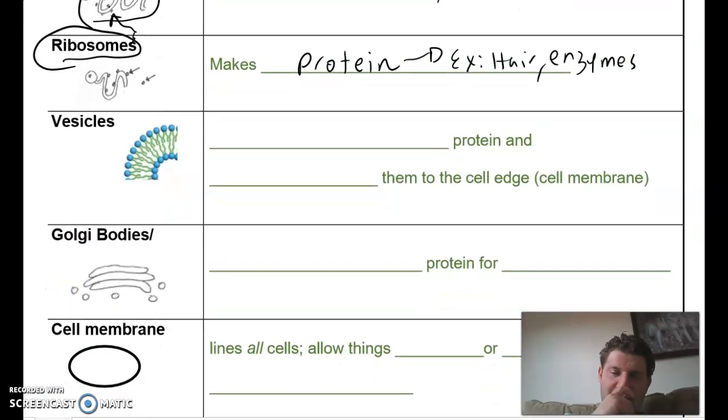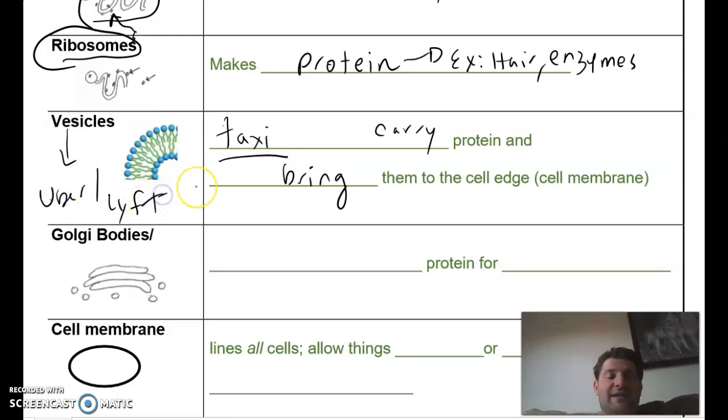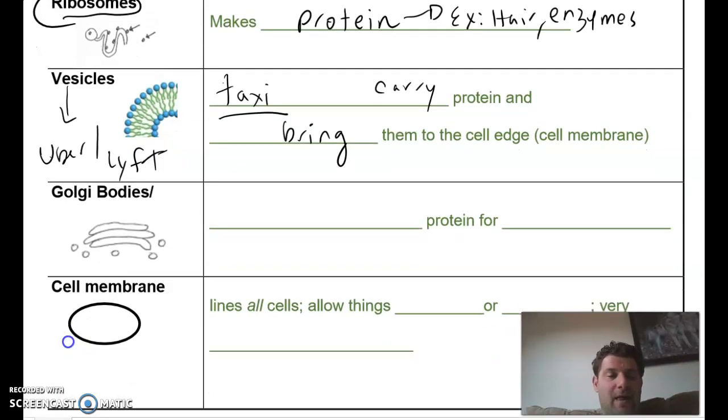Vesicles, okay? They're like your taxi driver. They carry protein and bring them to the edge of the cell membrane. So they're like Uber. If you know Uber and Lyft, those are your vesicles. Under here, I'm going to write Uber. And don't be afraid to pause this video if you need to. You could pause it and make sure you're getting the notes in as you're putting them in.